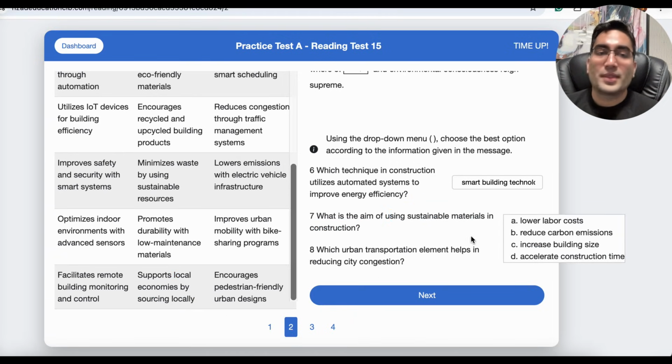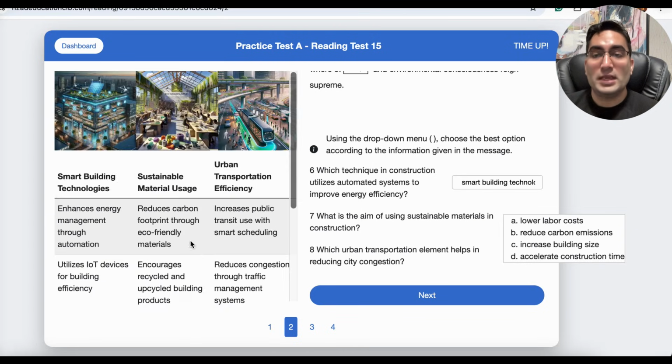Let's open this up. I'll tell you right now, the 2 possible answers that people usually put are lower labor costs, because it was saying that it would have low maintenance materials, and minimizes waste, so low labor costs. Reduces carbon emissions, because it was mentioning reduces carbon footprint, so that is also a close answer. And then the other 2 were not really mentioned. Which is the correct answer?